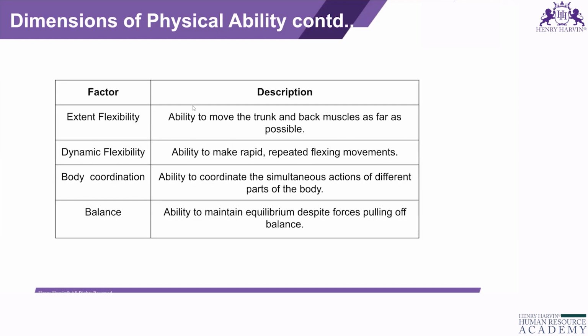Extent flexibility is the ability to move the trunk and back muscles as far as possible. And dynamic flexibility is the ability to make flexible movements. Body coordination is the ability to coordinate the simultaneous actions of different parts of the body. And then balance, the ability to maintain equilibrium despite forces pulling off balance. This body coordination can apply if someone has to type very quickly from one document.